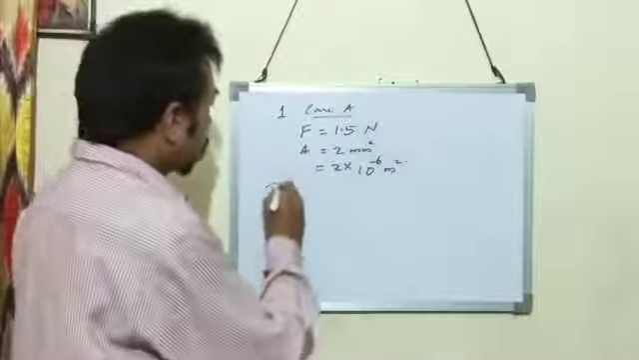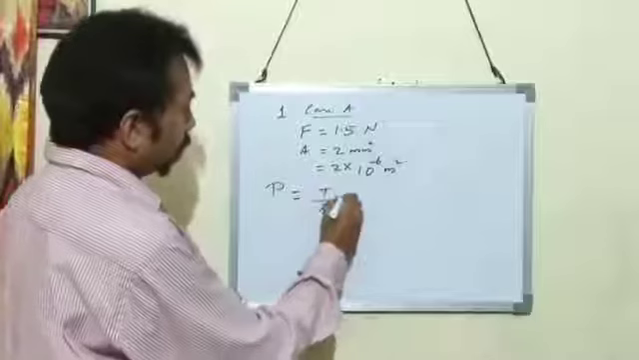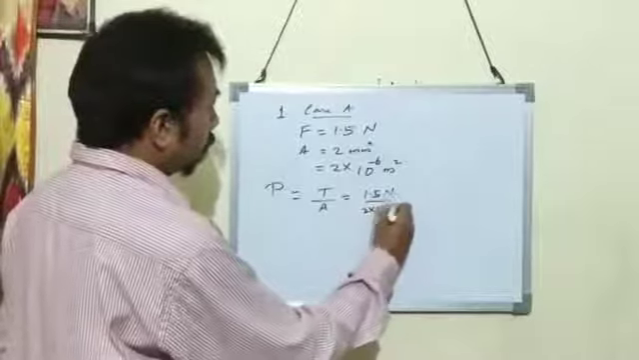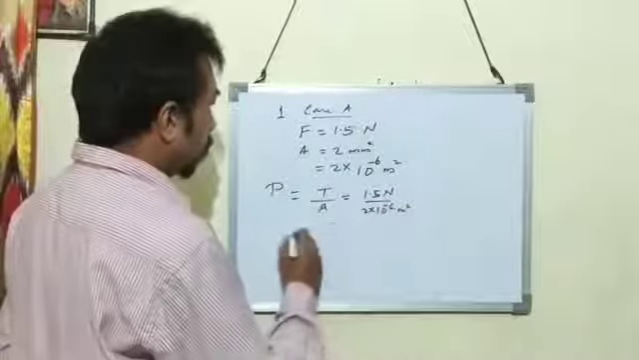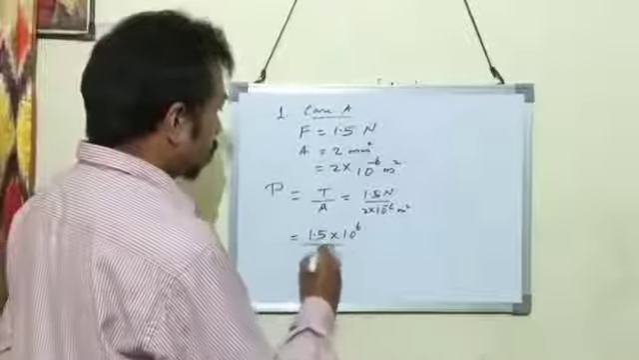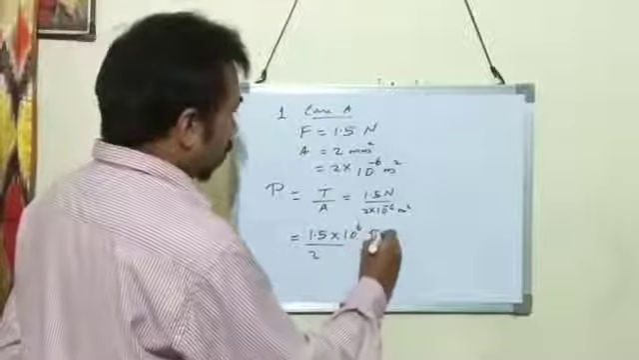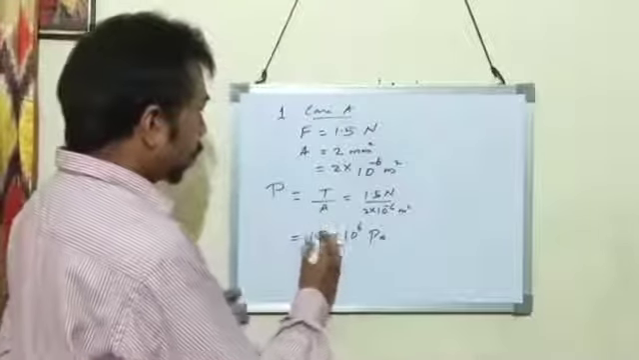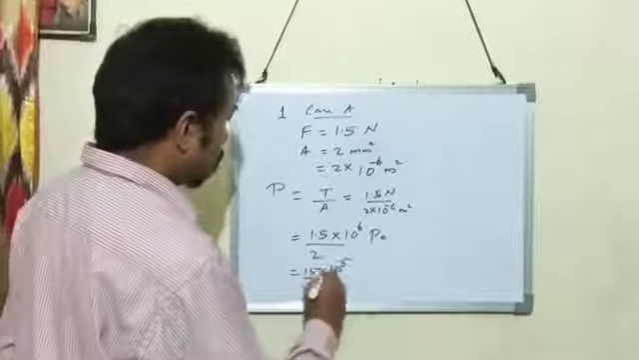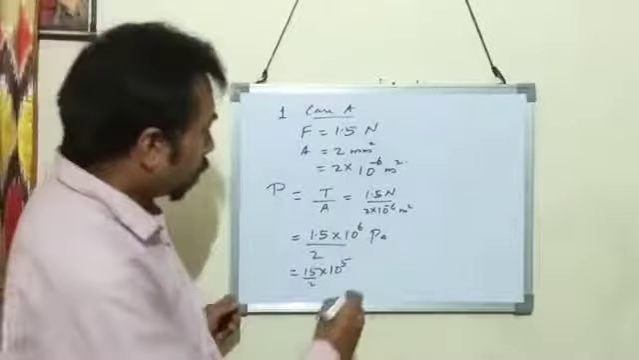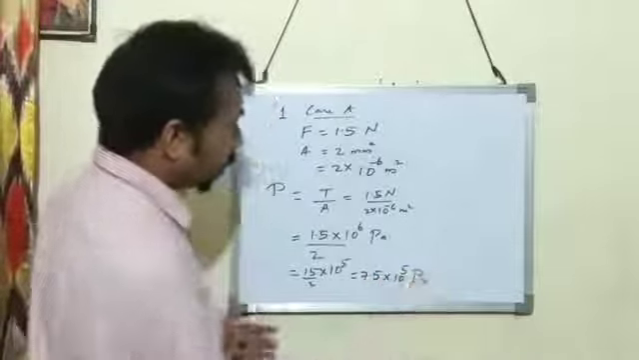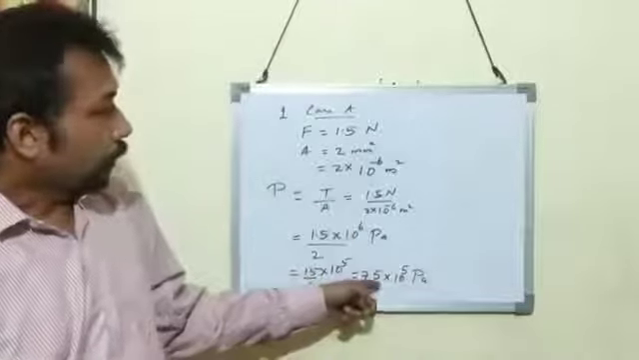Then we write the formula of pressure. Pressure is equal to thrust upon area, and substituting 1.5 Newton upon 2 into 10 to the power minus 6 meter square. It can be written like this: 1.5 into 10 to the power 6 upon 2 Pascal. So we can write 1.5 as 15 into 10 to the power 5 upon 2 Pascal. 15 upon 2 is 7.5. 7.5 into 10 to the power 5 Pascal. So this is the pressure exerted on nail A.